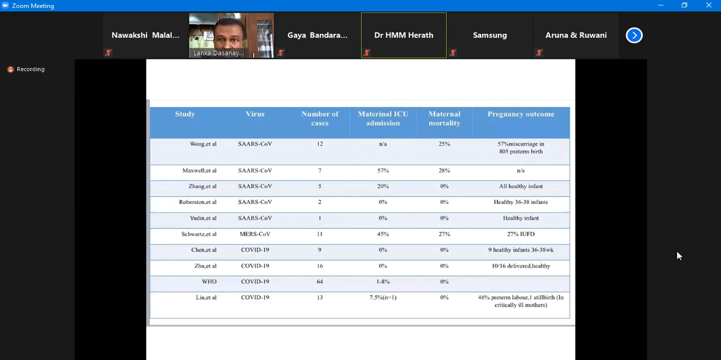And regarding pregnancy outcome per se, some cases show increased miscarriage, intrauterine fetal death and preterm labor, but in large series like the WHO series, there are no adverse pregnancy outcomes. Most of the babies were delivered healthy.